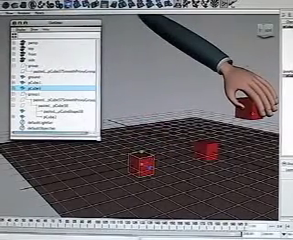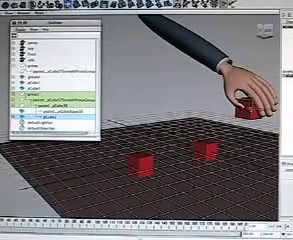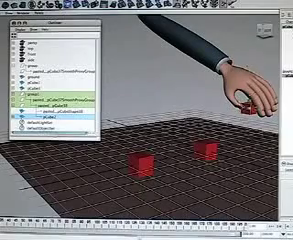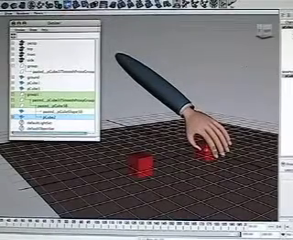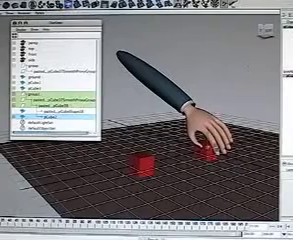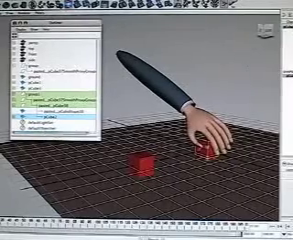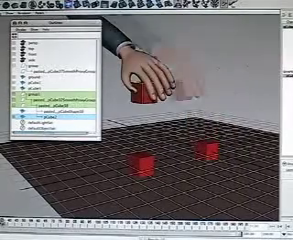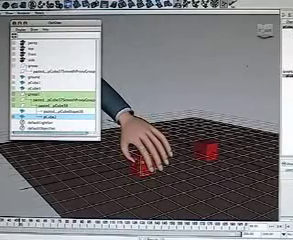I select cube number 2 in the hand, scale it down until it's invisible, and then set a keyframe on cube number 2. I scrub forward until the hand is on top of cube number 1. I set a keyframe on cube number 2, move ahead 1 frame, and scale cube number 2 up until it's visible.